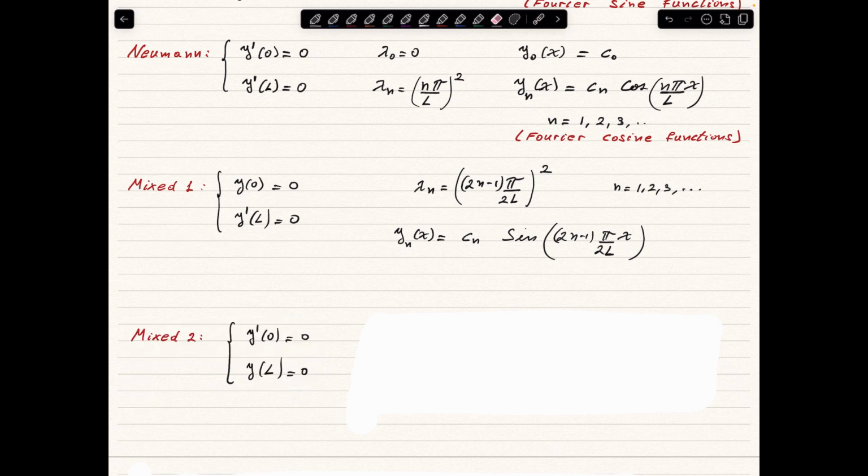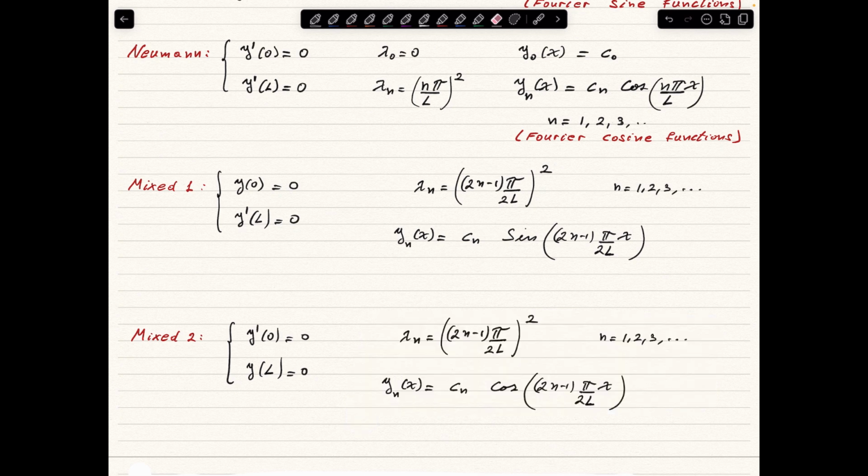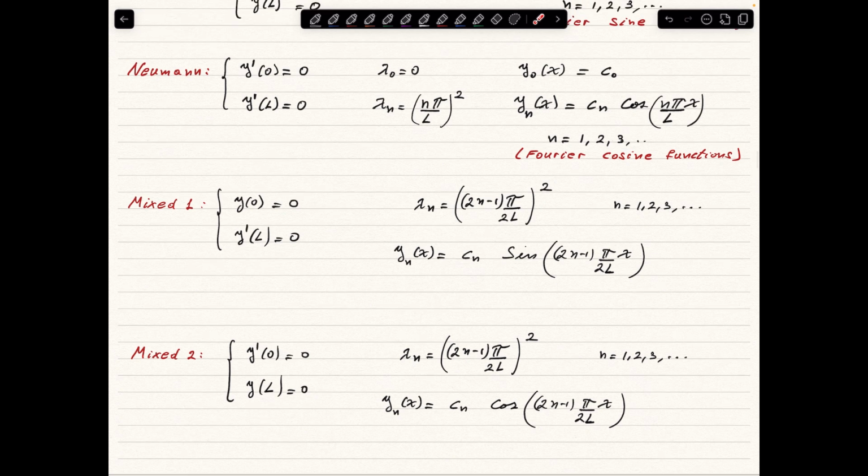And lastly, we solved this problem with the second type of mixed boundary conditions, where the derivative must vanish in the first boundary condition and the function has to vanish in the second. Here the derivative was in the second condition before. We got the same eigenvalues as in the previous mixed boundary value problem, but now the eigenfunctions have a cosine instead of a sine, and n takes the same values. So these are the 4 simple eigenfunction problems we solved in the previous video.